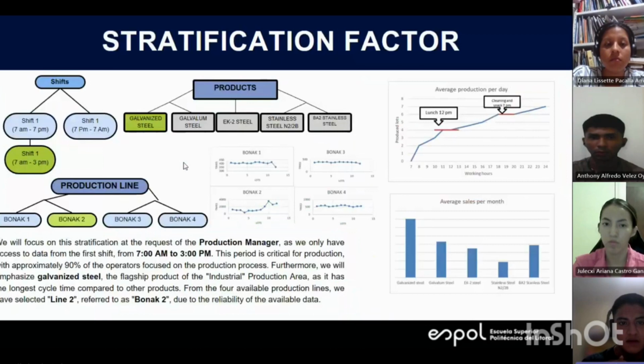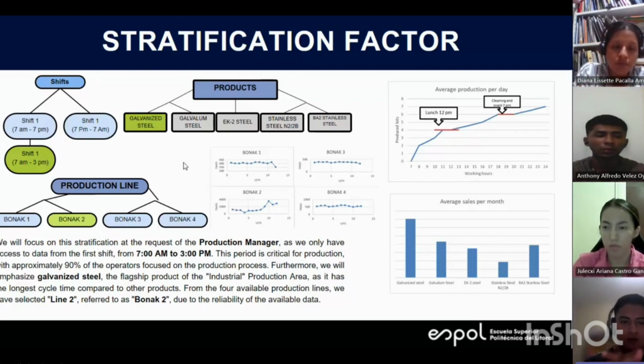Continuing, we have the factor stratification, in which the company has two shifts, but we will focus on shift 1, from 7 a.m. to 3 p.m., since the production level is constant and does not vary much. In addition, we will focus on the production of galvanized steel sheet, shown in the graph below. You can see the average sales, but due to the confidentiality request, we cannot show the real sales values. And we will focus on production line 2 since it has more complete and reliable data.